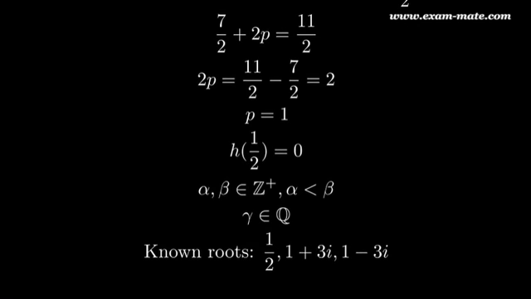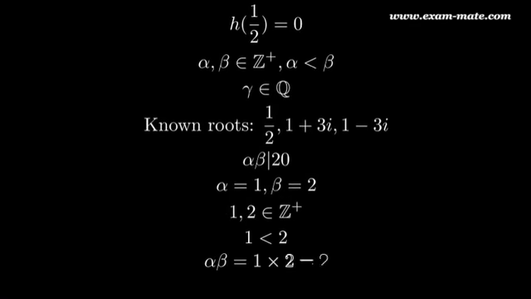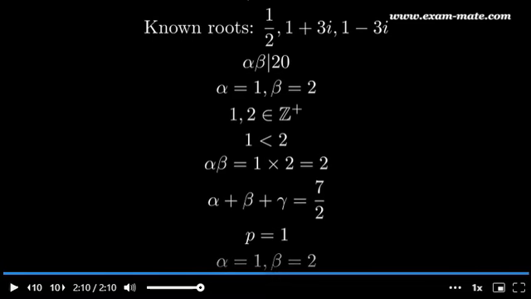Since alpha and beta are positive integers, and their product must be a factor of 20, the constant term, and alpha is less than beta, the only possible values are alpha equals 1 and beta equals 2. We can verify this satisfies all our conditions. In conclusion, we've found that the sum of the roots alpha plus beta plus gamma equals 7/2, p equals 1, and alpha equals 1, and beta equals 2.